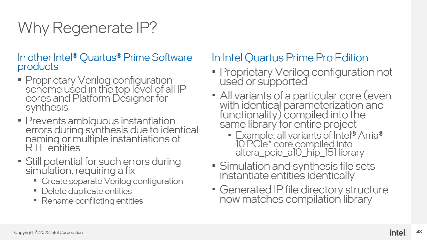Instead, all variants of a particular IP core, even if those variants are configured identically, are compiled into the same library location for the entire project. For example, every instance of the Intel Arria 10 PCIe IP core is compiled into a library named Altera_PCIe_A10HIP_151. This prevents errors because all instances use the same file sets from the same location. This also eliminates issues with simulating the design because both the synthesis and simulation file sets instantiate design entities identically. Finally, the file directory structure for IP cores now matches the compilation library structure, making it easier to understand how IP files and compiled project files are organized.